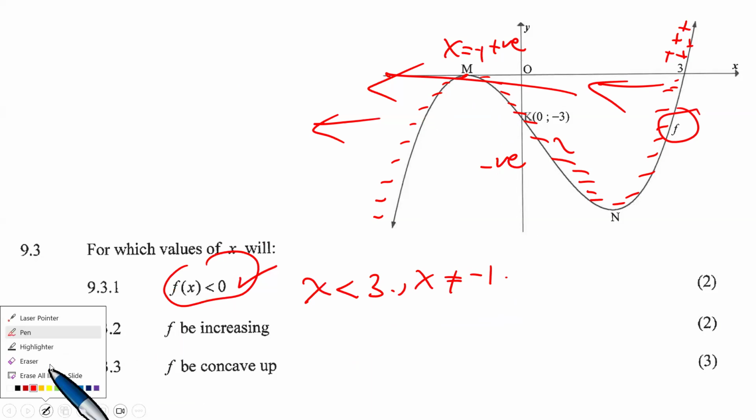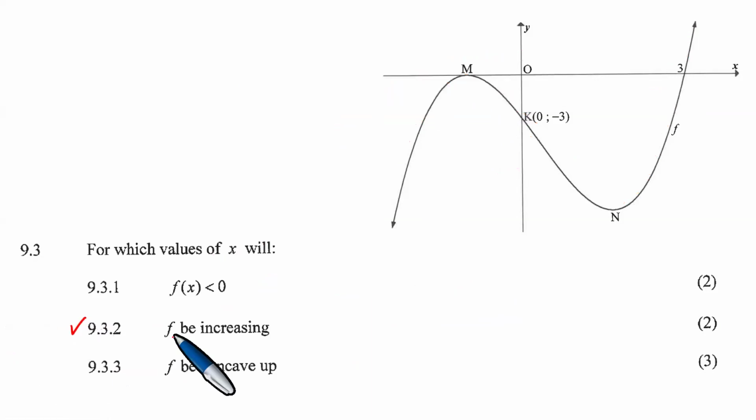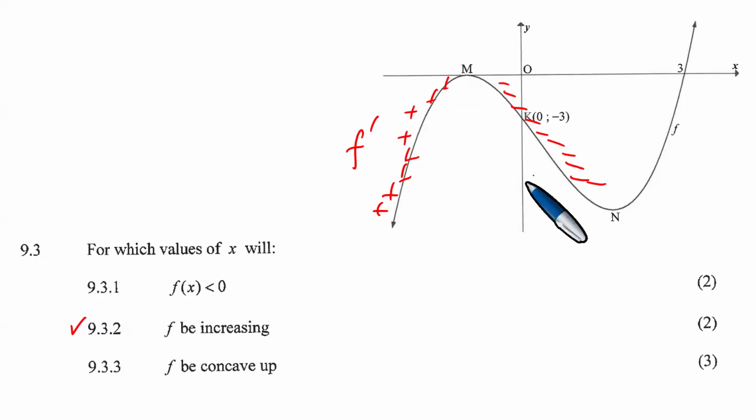9.3.2. F is increasing. When is F increasing? Increasing means that you have positive slope. So positive slope, you're dealing with the derivative. The slope is positive, but the slope is negative. And then here, the slope is positive.